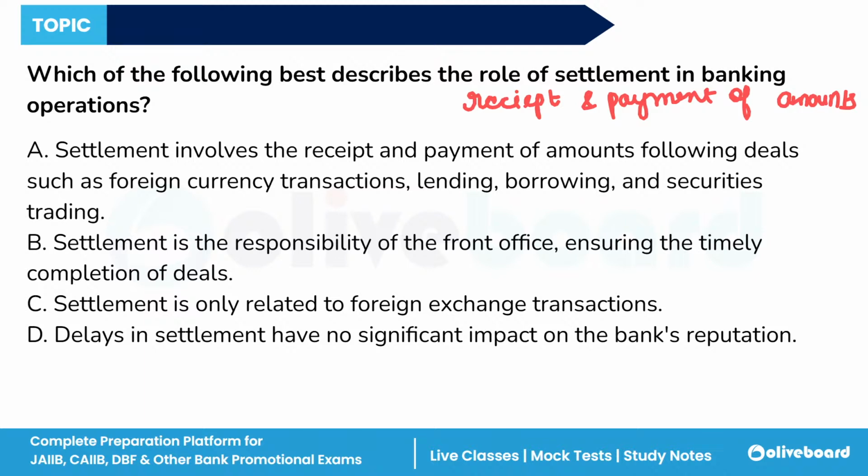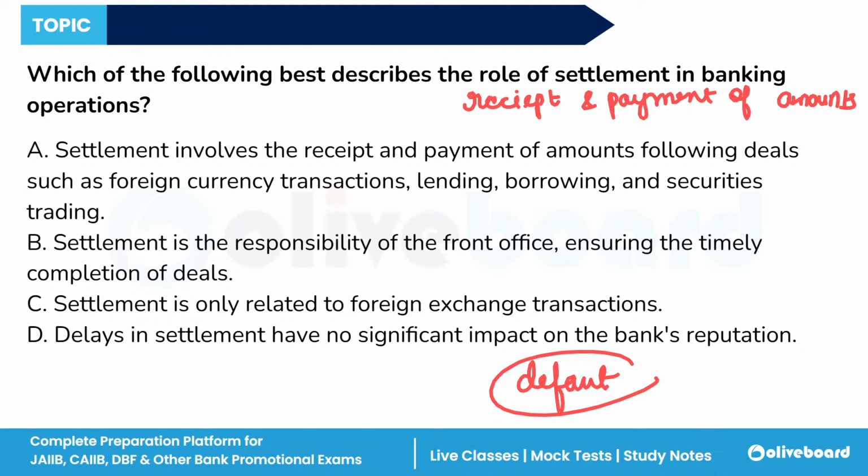This is a key function of the back office where all the payments and receipts must take place on value date. Any delay in the settlement would not only result in financial loss to the bank, but payments are considered as default by the bank, severely affecting the bank's reputation.